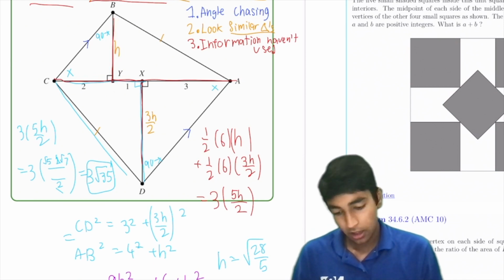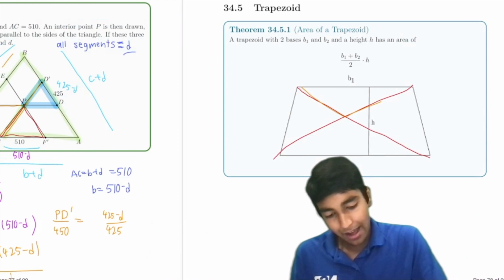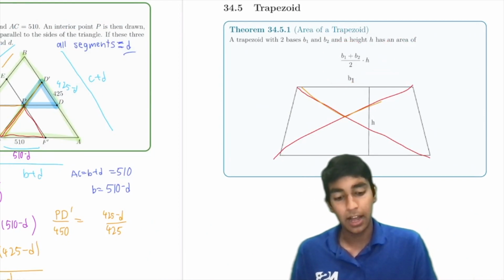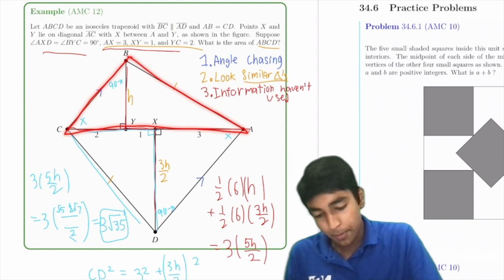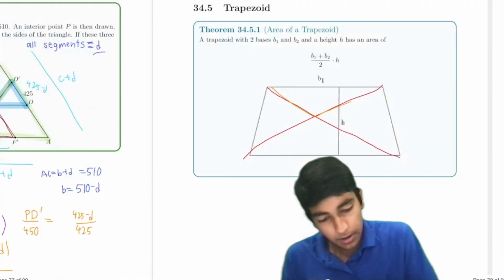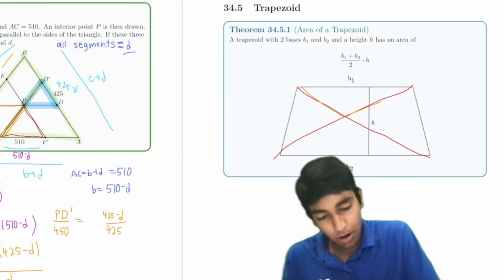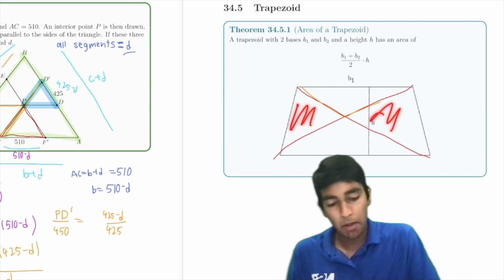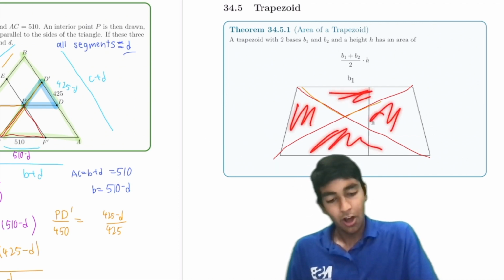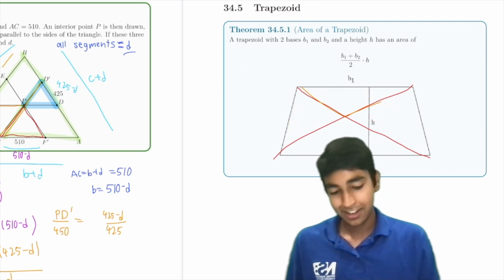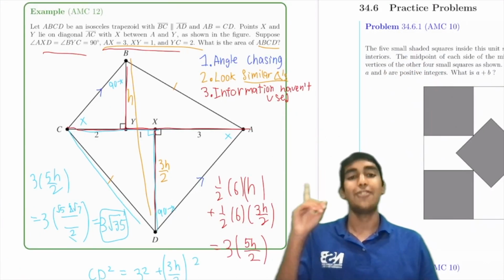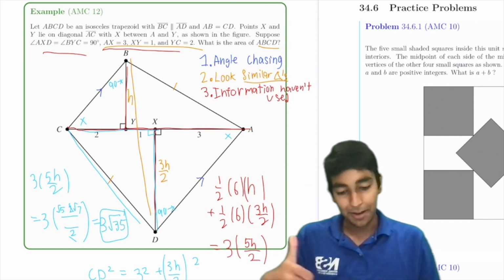So not always will you be using half of the average of the bases times the height. Sometimes you might have to break it down into triangles, or even break it down with diagonals like I showed here, and find the area of each of these parts. The problem is not always going to be nice enough to say, here's base 1, here's base 2, here's the height, find the area. It's going to be a little more tricky than that, especially on the AMC. But that's what makes it fun.